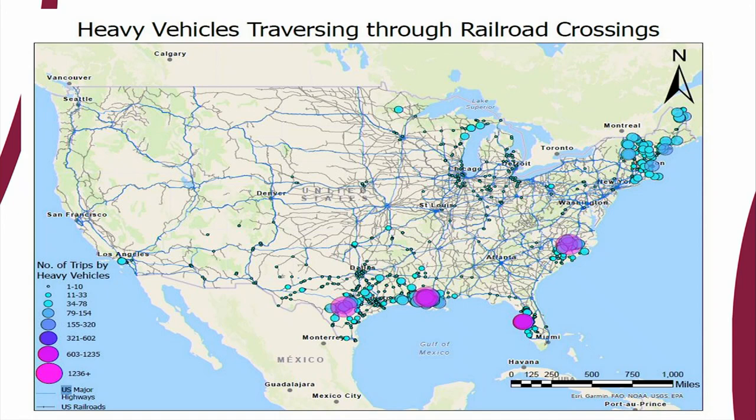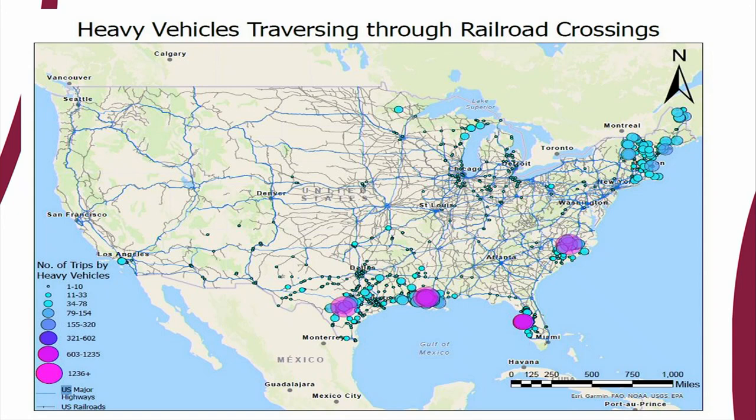So here we wanted to see how many of the trucks that had participated in the naturalistic driving study passed through any railroad crossing while making a delivery or on their daily route. Here we see large clusters in the Louisiana and Texas area. Also, we see some clusters of movement in North Carolina and in New England.